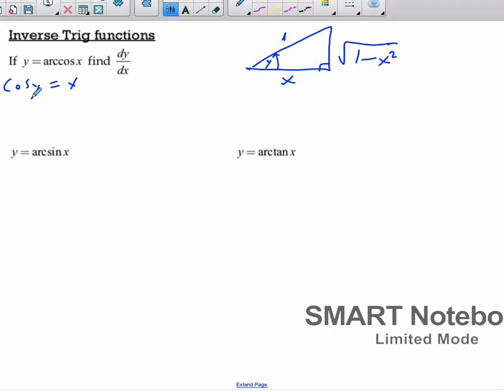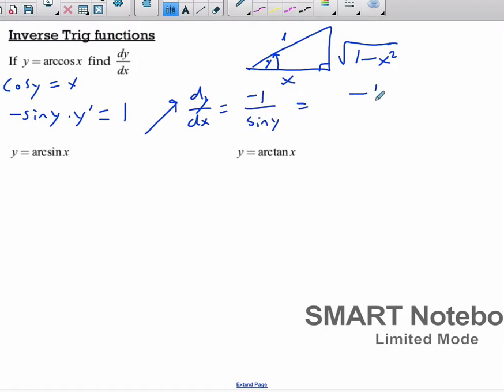So we have this equation here. We can differentiate and do implicit differentiation. So the derivative of cosine is negative sine. And then we've got to use chain rule and multiply by y prime, which is basically dy dx, equals 1. And then we have y prime, which is dy dx, equals negative 1 over sine y.